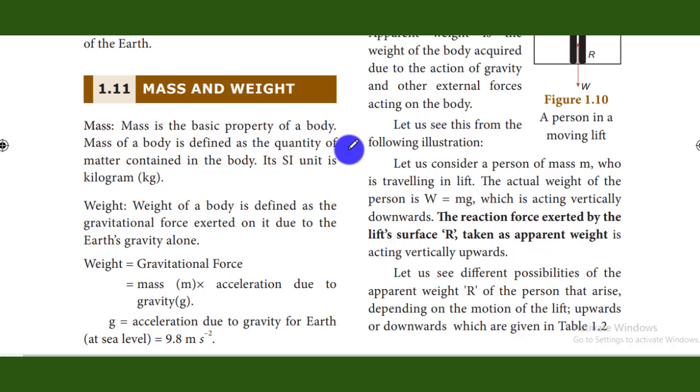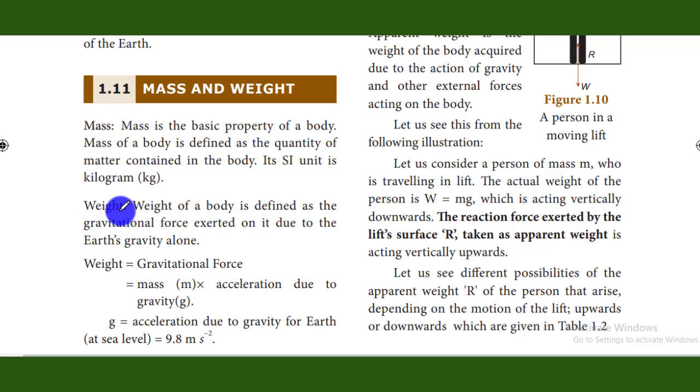Mass of a body is defined as the quantity of matter contained in the body. How much quantity of matter? We already know matter is of three types: gas, liquid and solid. How much quantity of matter a body contains is the measure of mass. Its SI unit is kilogram.